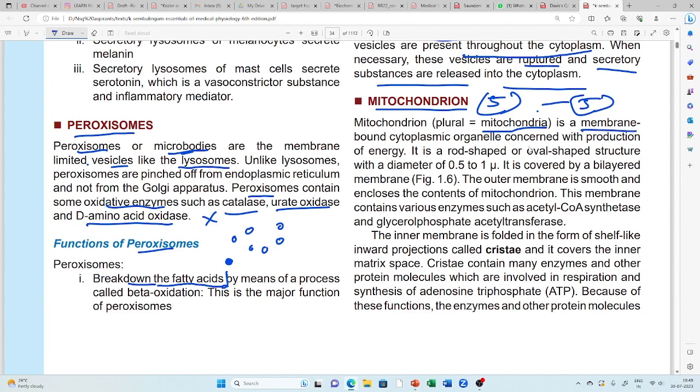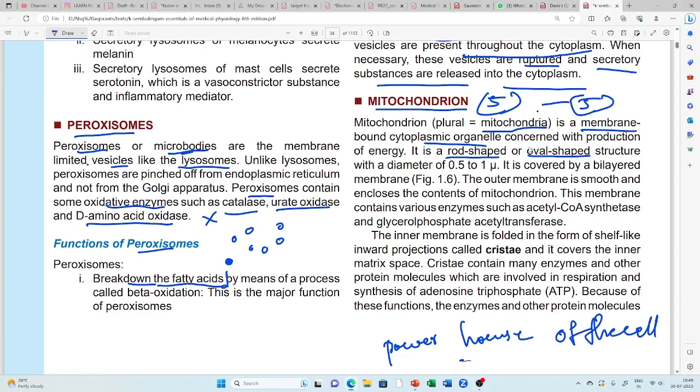It is a membrane-bound cytoplasmic organelle. It has a double membrane, that is very special. What is the shape of mitochondria? Rod shape or oval shape. Okay, rod shaped or oval shaped double membrane mitochondria found inside the cell, and it is known as the powerhouse of the cell. Powerhouse of the cell is mitochondria.